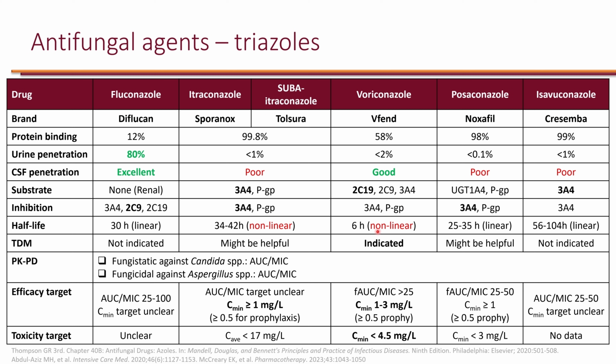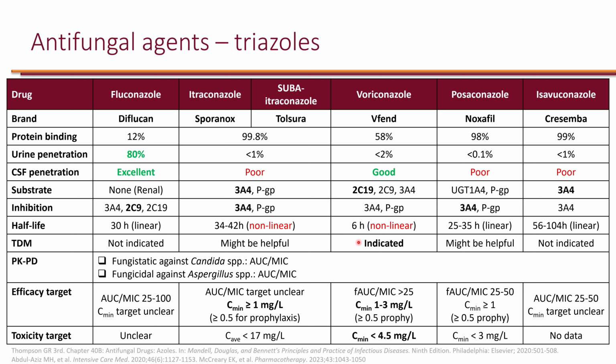Now the problem with voriconazole having nonlinear pharmacokinetics, as well as itraconazole, is that dose adjustment based on the levels is not straightforward. For example, doubling the dose doesn't necessarily double the serum concentrations.